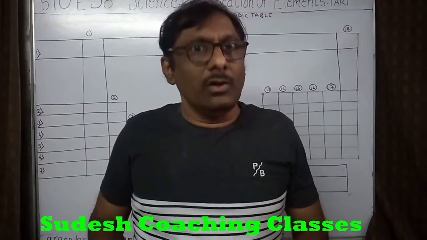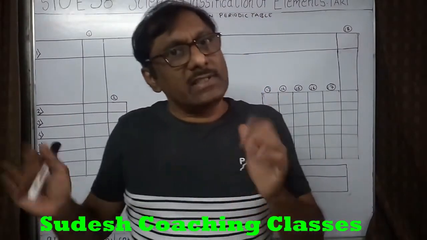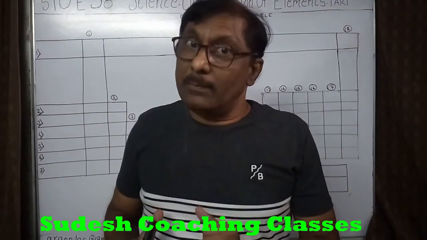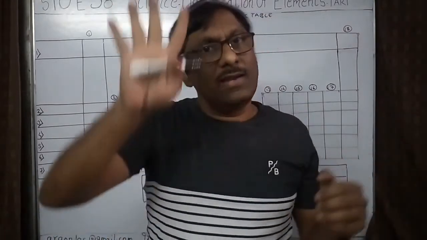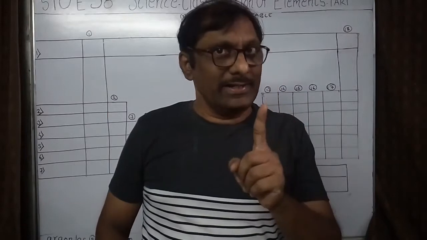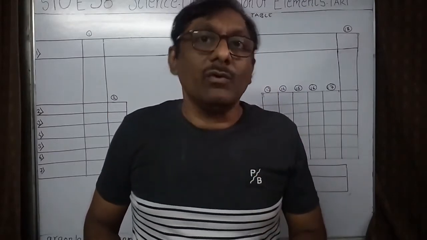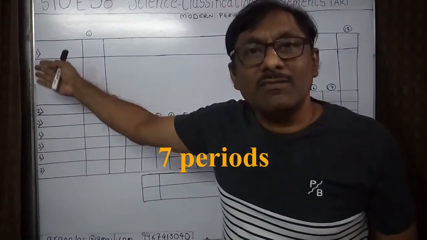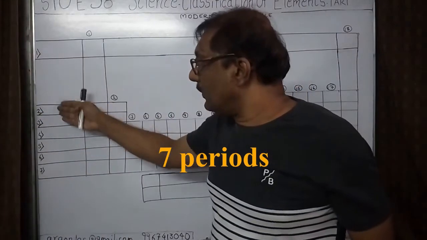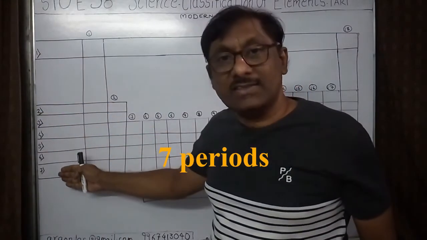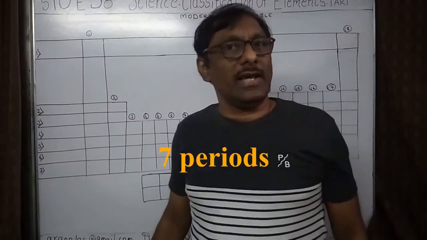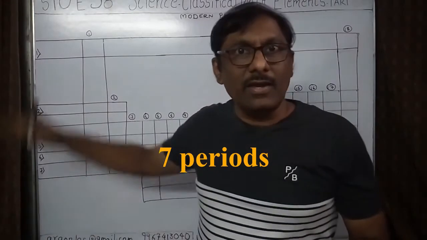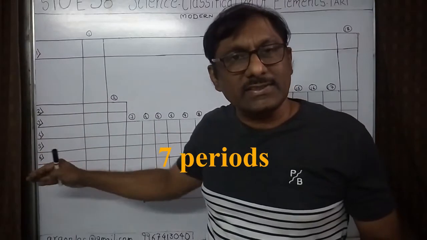Now again if you see, it's a table. Table means there will be horizontal rows and vertical columns, right? Now how many rows are there? Rows are called periods. Remember, there are 7 rows: 1, 2, 3, 4, 5, 6 and 7. Each row is called a period: first, second, third, 4, 5, 6, 7.